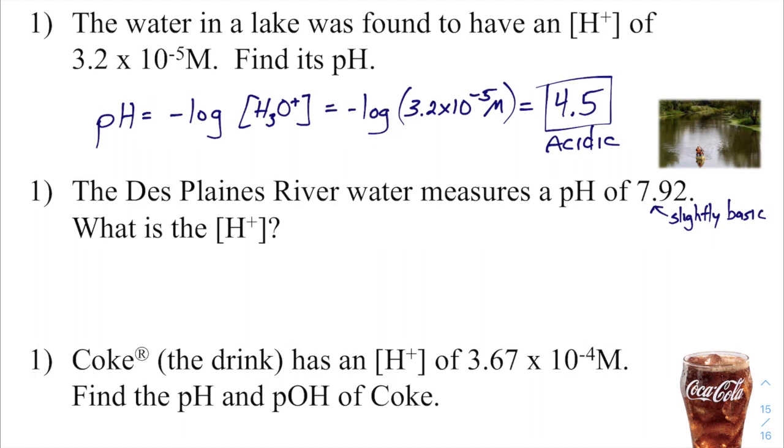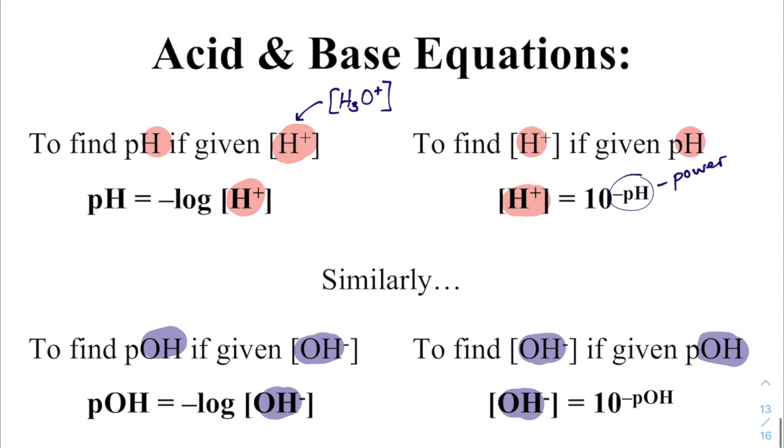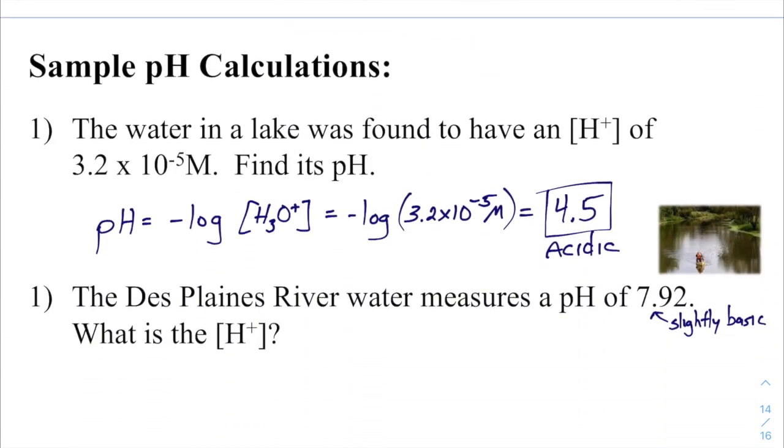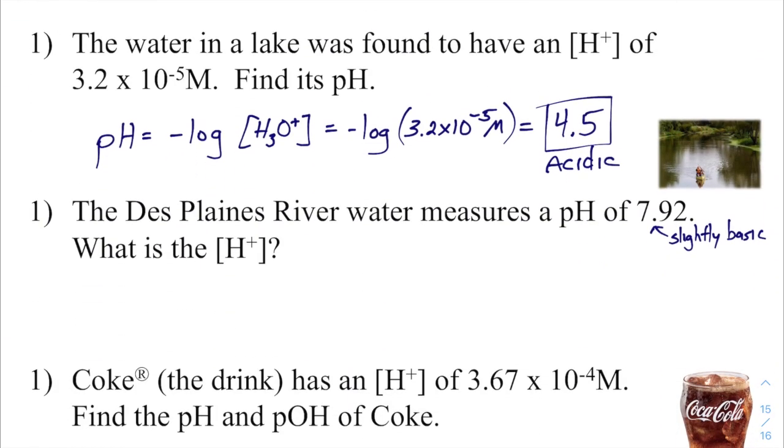Now, if I want to solve for H plus, I need to know the pH. This problem gives me the pH, which is nice. So it's just a one-step situation, right?